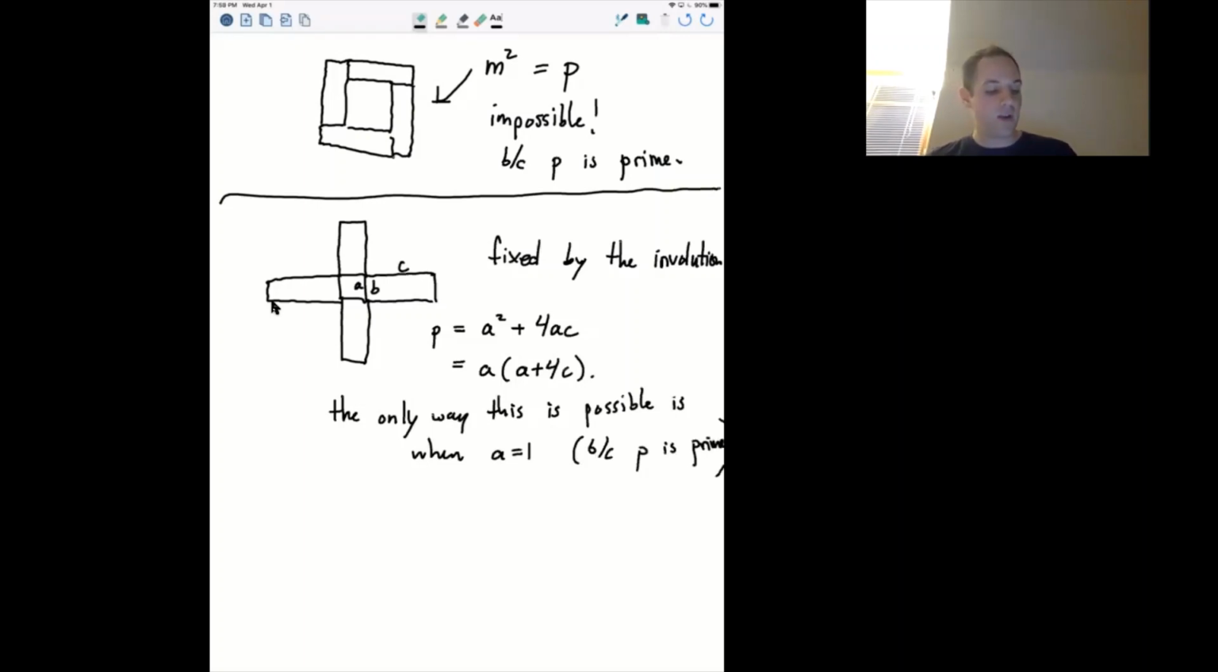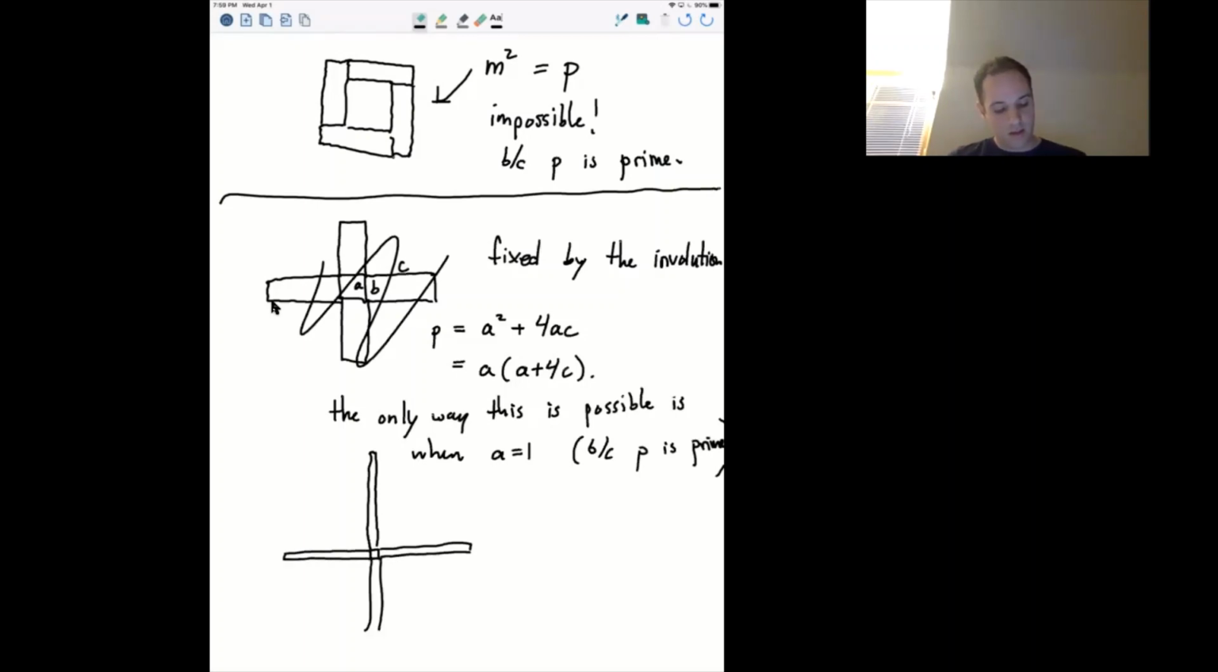Okay, so maybe this is not really a super accurate picture. So really, this doesn't really happen. What really happens is you have a tiny block in the middle, and then you have very long spokes coming out. Okay. And so this one is the unique solution that is fixed under the new Zagier involution.